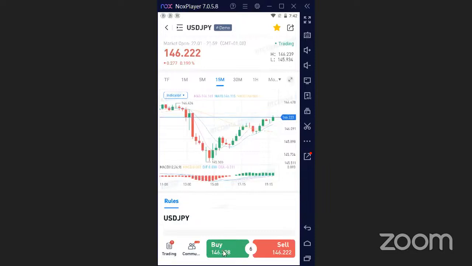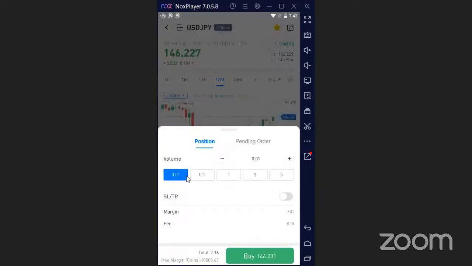Now there are two ways you can actually enter your TP and your stop loss. The first one I'm going to show you right now. Let's place another buy on USD JPY. Let's click on buy again. When you click on buy here, you see we have our SL and TP. This is stop loss and take profit.